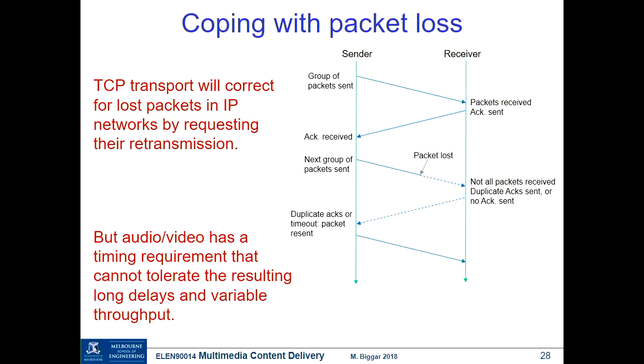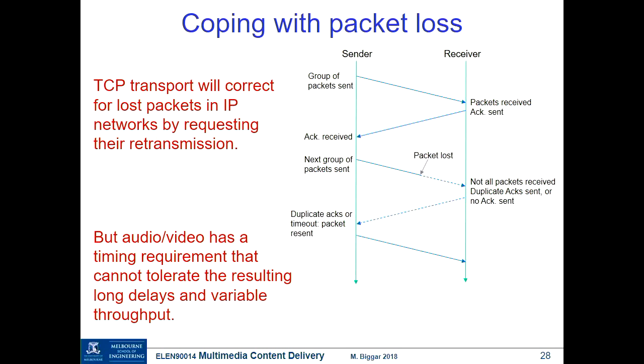So TCP will correct lost packets. It'll retransmit lost packets. But I'll keep coming back to the timing requirement that we have with audio and video data. So this is the ordinary sequence of events where, say, we're transferring an HTML file: we send a group of packets, we send off an acknowledgement, the acknowledgement is received at the sending end, and so the next group of packets are sent off.